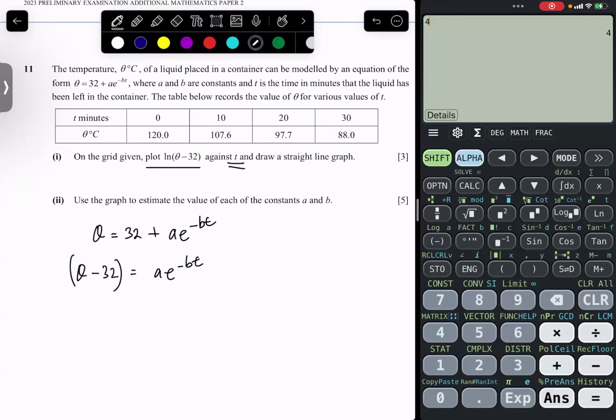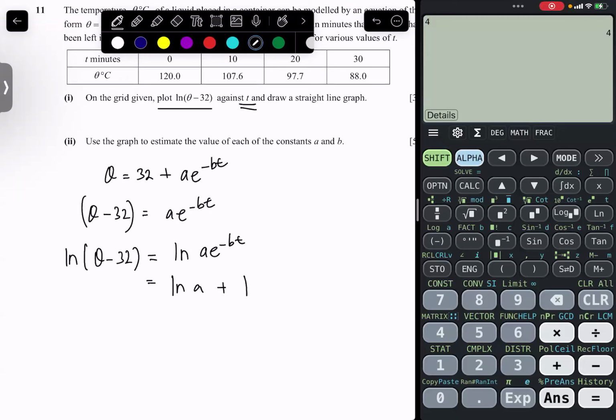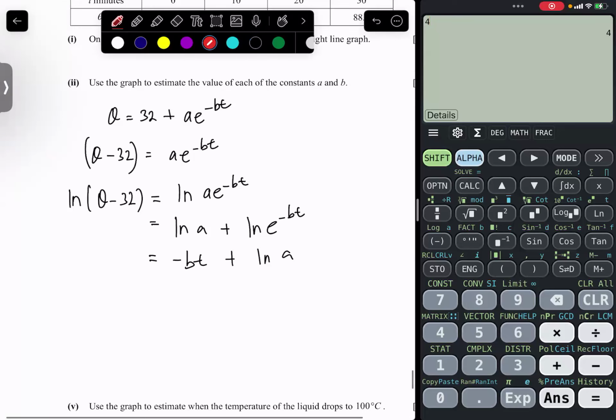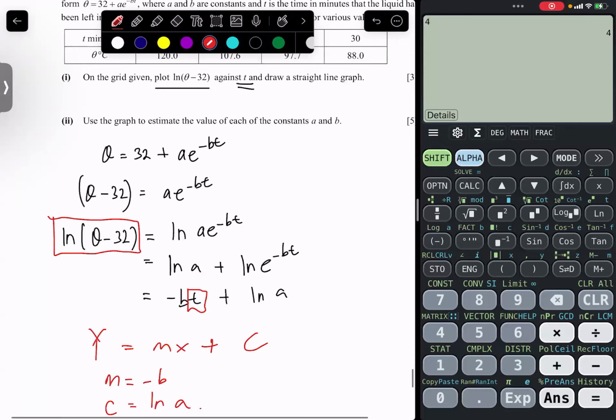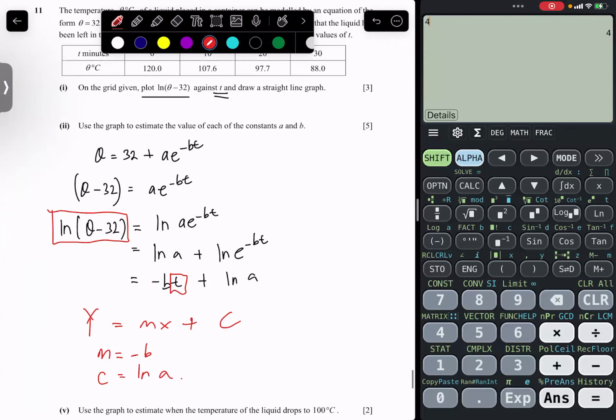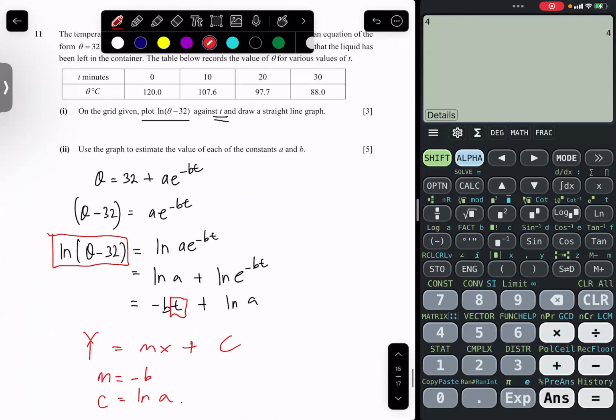Okay, put this in a bracket, ln both sides. So ln(theta minus 32) equals to ln(A e to the negative bt), which is equals to ln A plus ln e to the negative bt, which is equals to negative bt plus ln A, which then makes it easier to plot this against t. So that means your y equals to mx plus c, your m is negative b, okay, and your c is ln A.